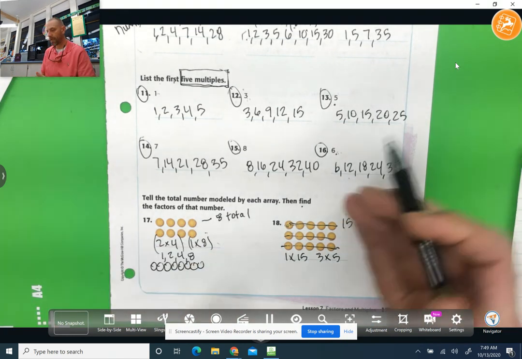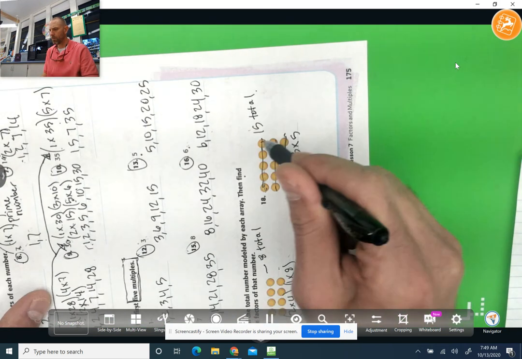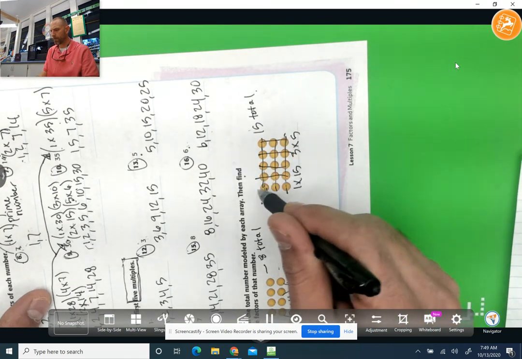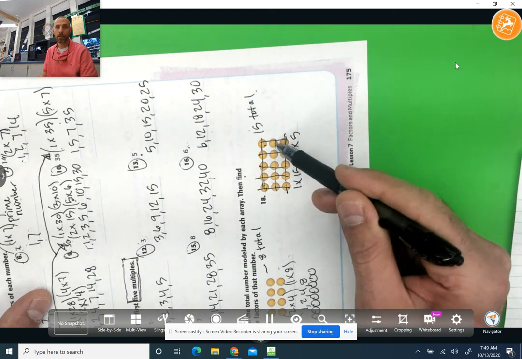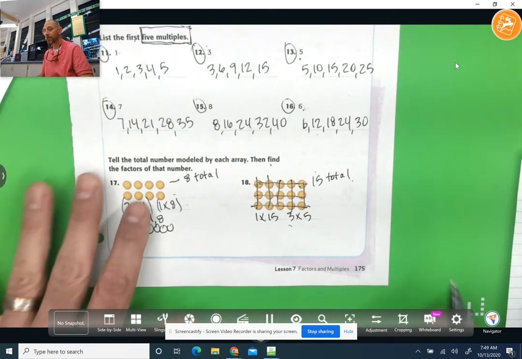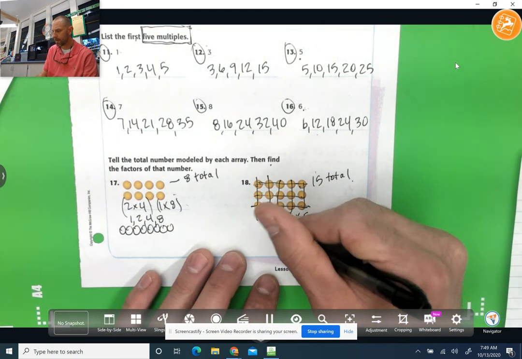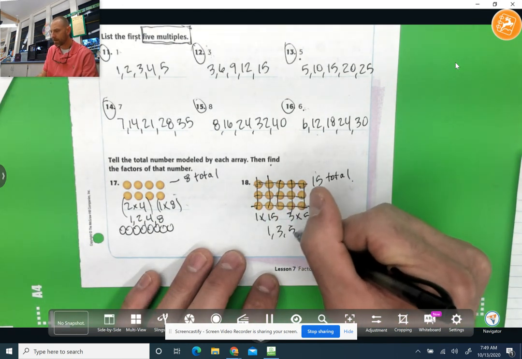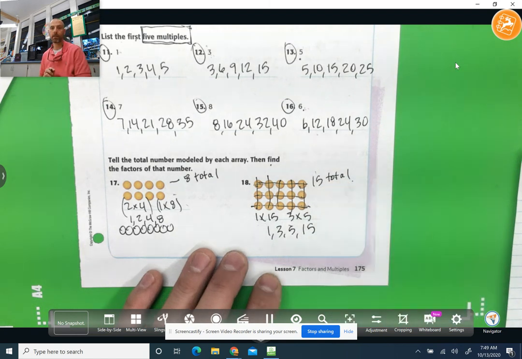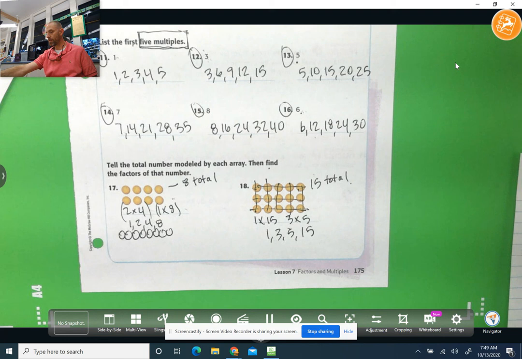You could rotate it and have 1, 2, 3, 4, 5 groups of 3, but we already have those 2 factors. The factors of 15 are 1, 3, 5, and 15. All right, kiddos? Alrighty, that is the world of factors and multiples.